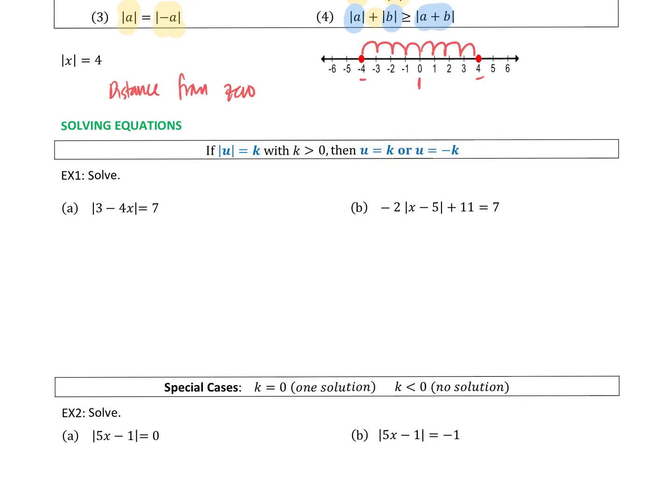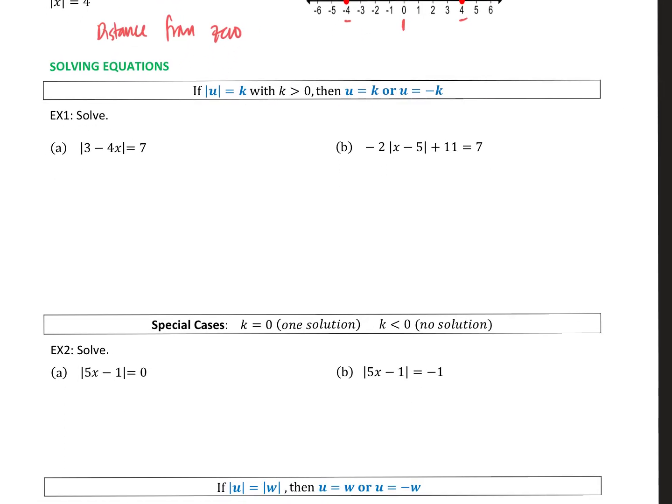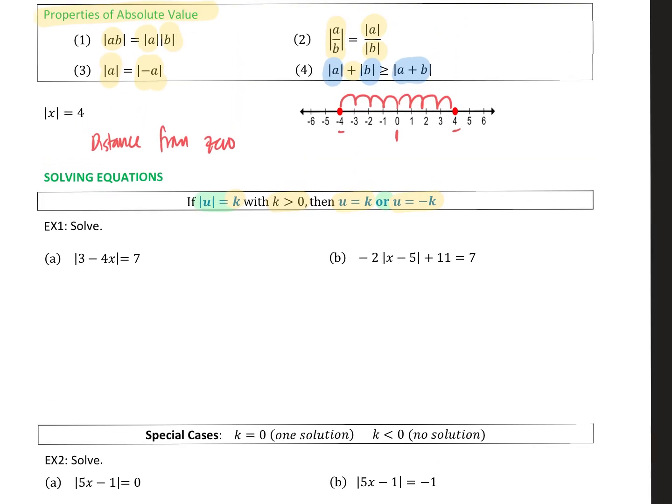So for solving equations with absolute values, if the absolute value of u is equal to some number, with that number being greater than 0, we'll look at cases when it's not, but for now, with it being greater than 0, then we know we can split it into an OR statement, with u equaling that number or u equaling the opposite of that number. Just like above here, with our absolute value equal to 4, it was either negative 4 or positive 4.